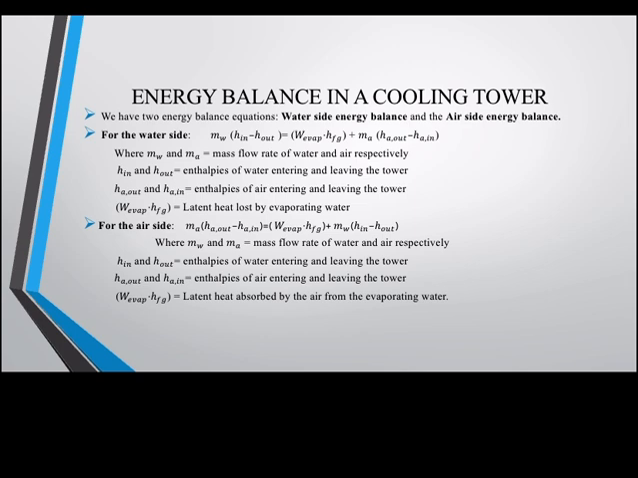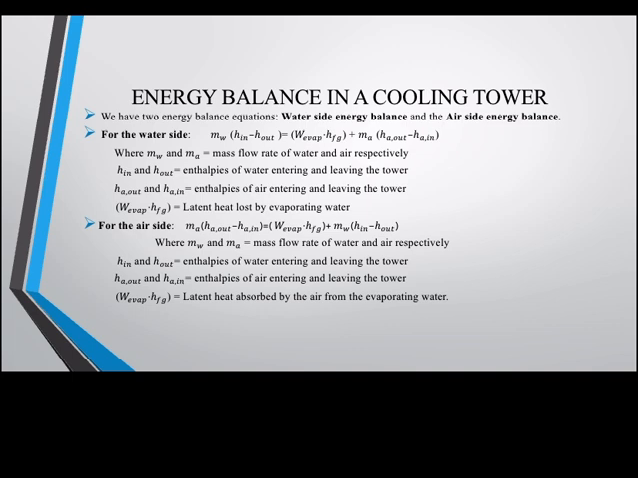So we have MW (H in minus H out) equals W evaporate times HFG plus MA (HA out minus HA in), where MW and MA equal the mass flow rate of water and air respectively. H in and H out are the enthalpies of water entering and leaving the tower, and HA out and HA in are the enthalpies of air leaving and entering the tower as well. And W evaporate times HFG is the latent heat lost by the evaporating water.